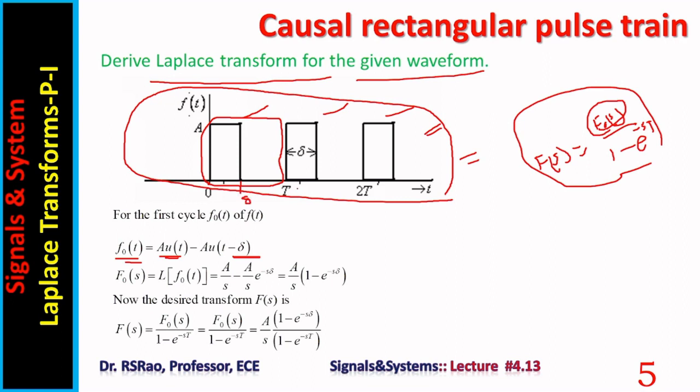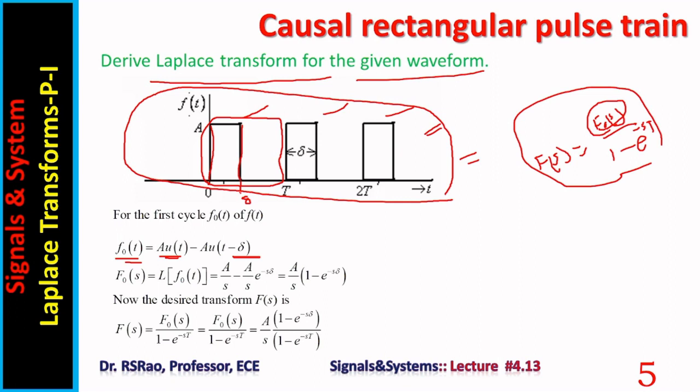From delta to t, it is 0. So 0 to delta, the pulse is there. Delta to t, it is 0. Now focus on 0 to delta. Here is one step function. At delta, another step function.